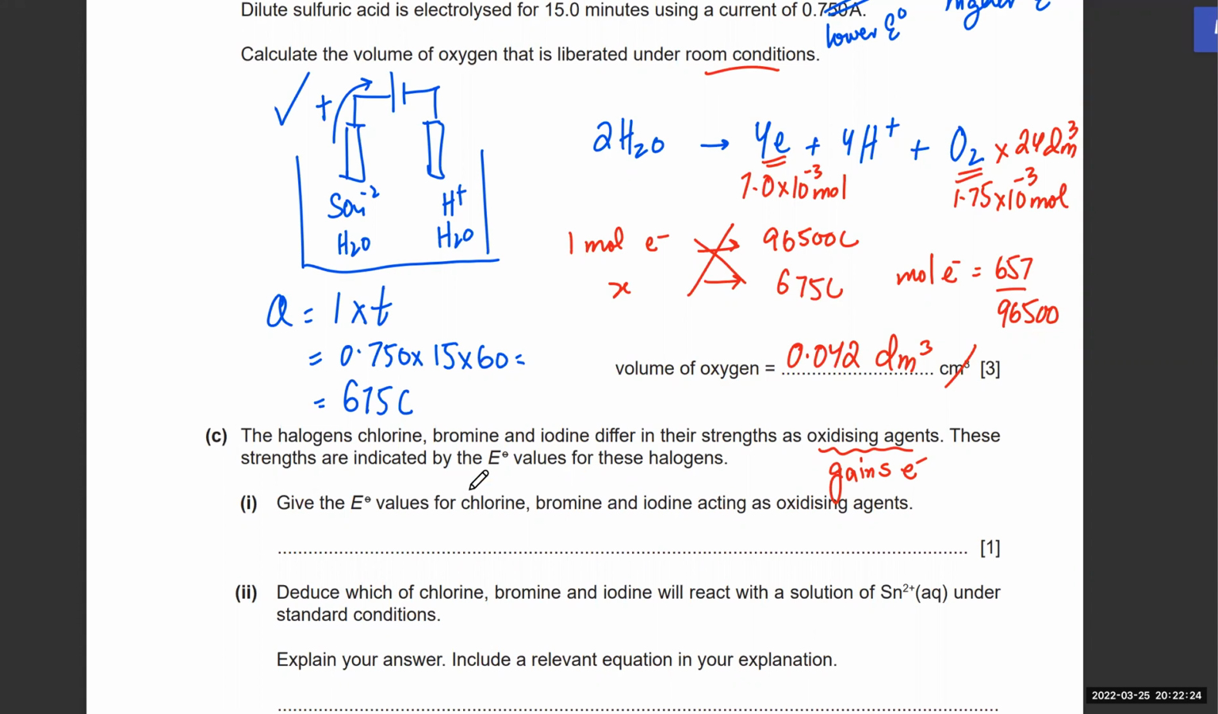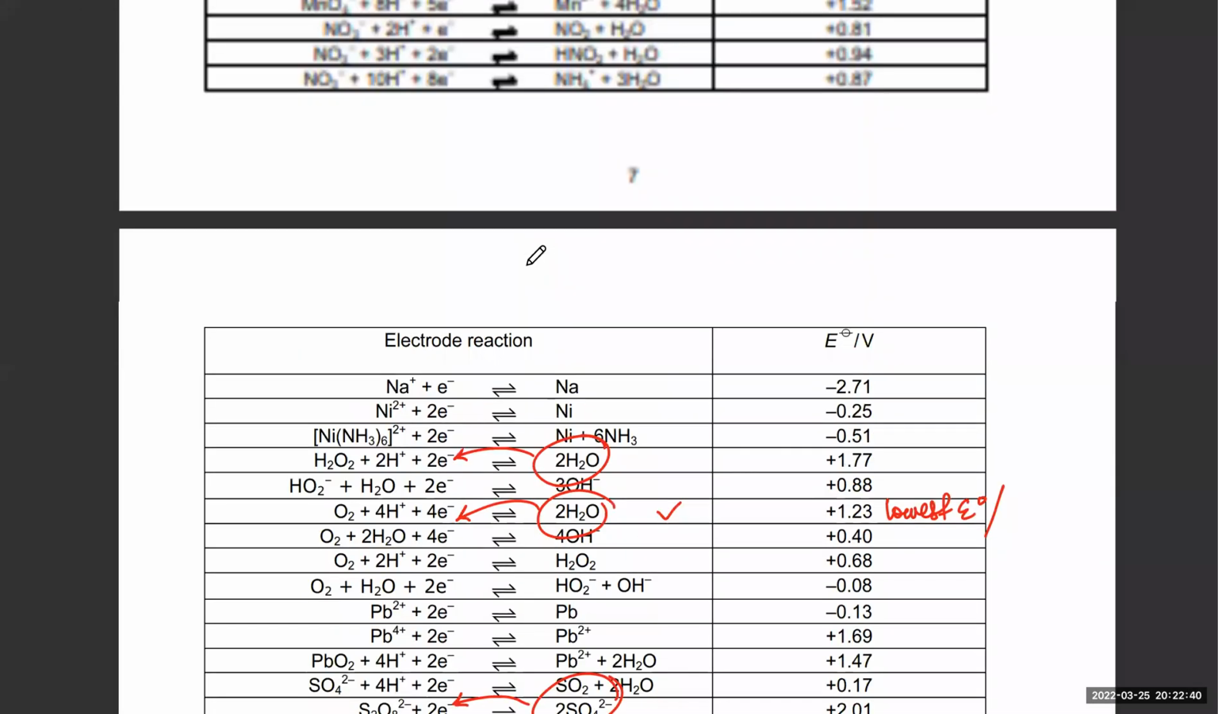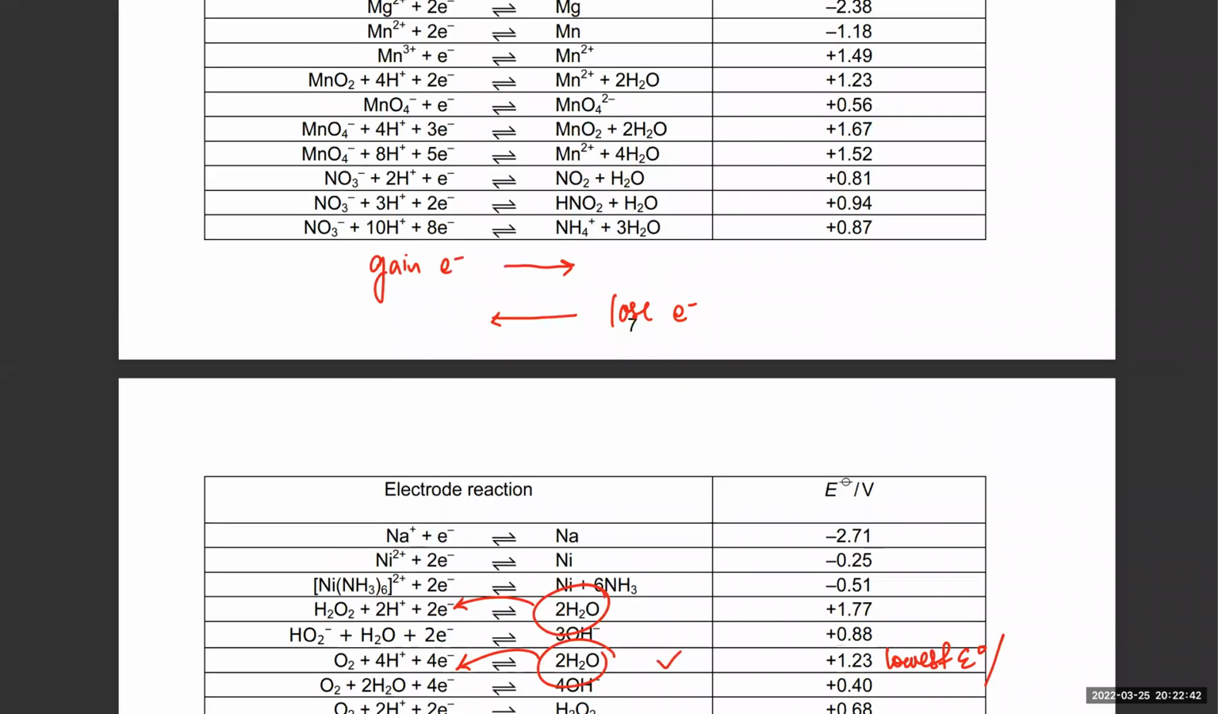So E0 value. Who likes to gain electrons? The one that has a higher E0, right? They like to gain electrons. So chlorine, bromine, iodine. You're going to quote the values from the data booklet. And once you do that, one second, let me get rid of all of this as well.